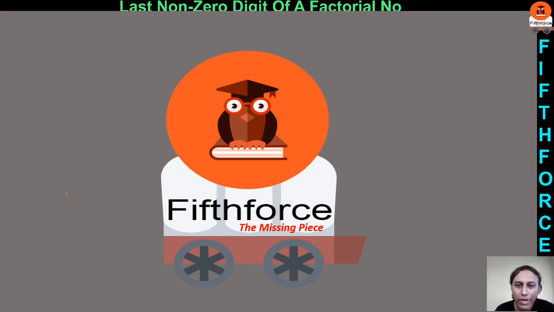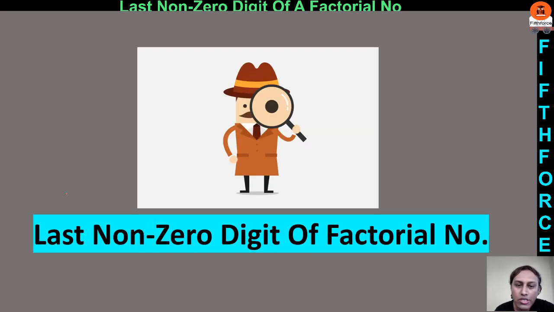So today we are going to learn one important concept of number which we call last non-zero digit of factorial number. Guys, if you are preparing for campus placement or CAT or GATE or GMAT or GRE, this is a must-know concept. Guys, what do we exactly mean? Let me give an example.